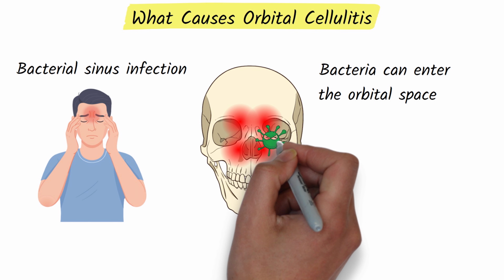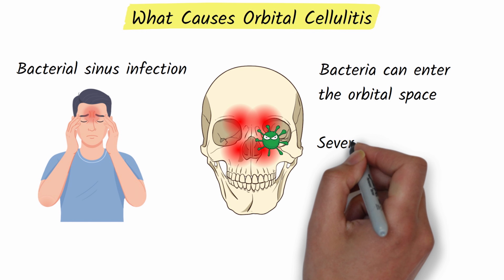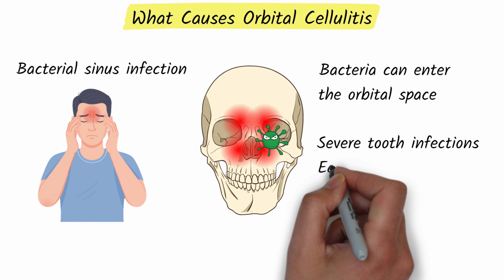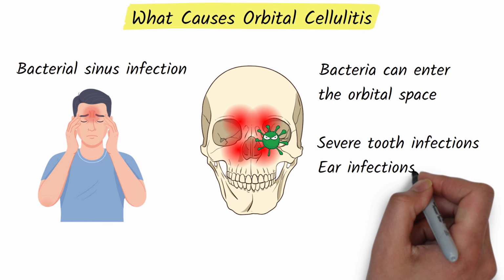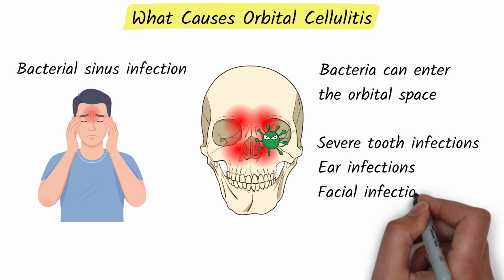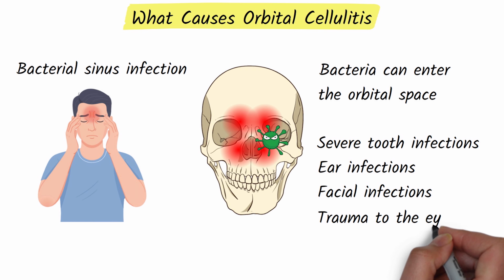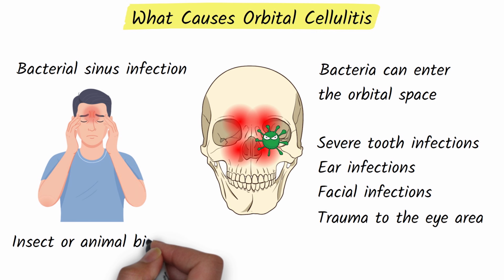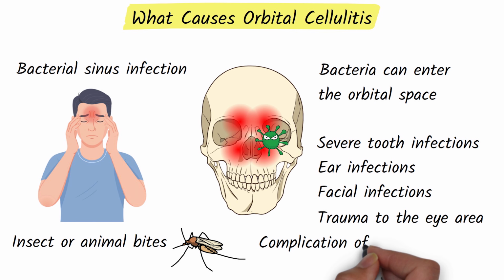Orbital cellulitis can also develop from severe tooth infections, ear infections, or facial infections. Another cause is trauma to the eye area, especially if it involves a fracture or a foreign object. Even insect or animal bites around the eye can introduce bacteria. In some cases, it can occur as a complication of eye surgery.